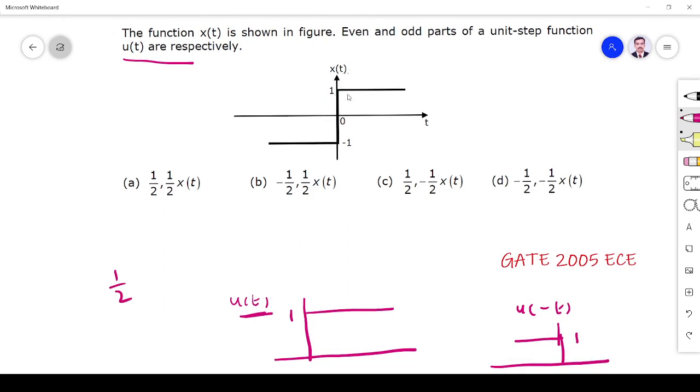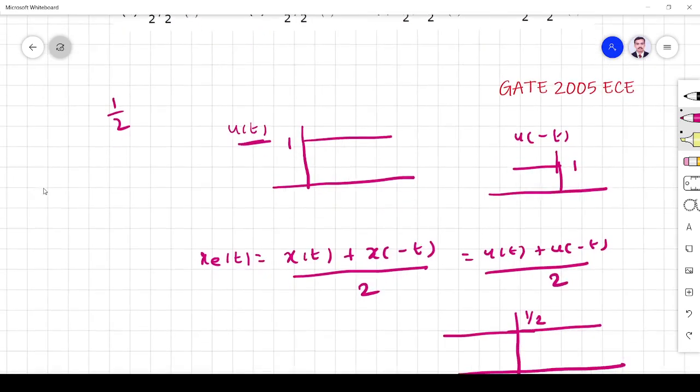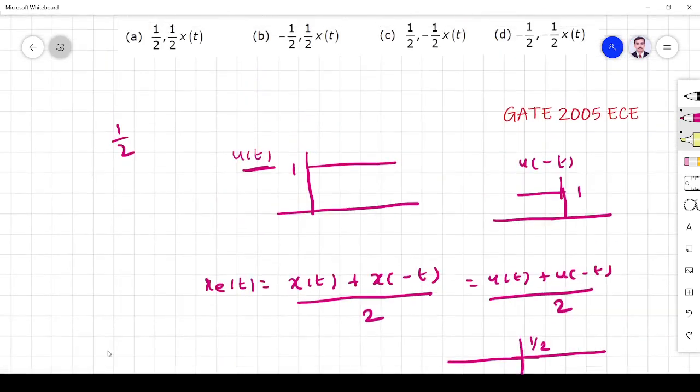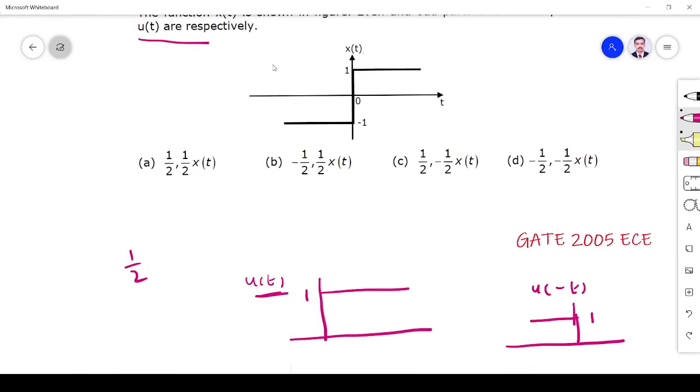This x of t is 1. For u of t, the even component is 1 by 2. So what we are going to do is this x of t should be divided by 2. So this is even part, this is odd part. So what is the answer? Option A is the right answer. Thank you.